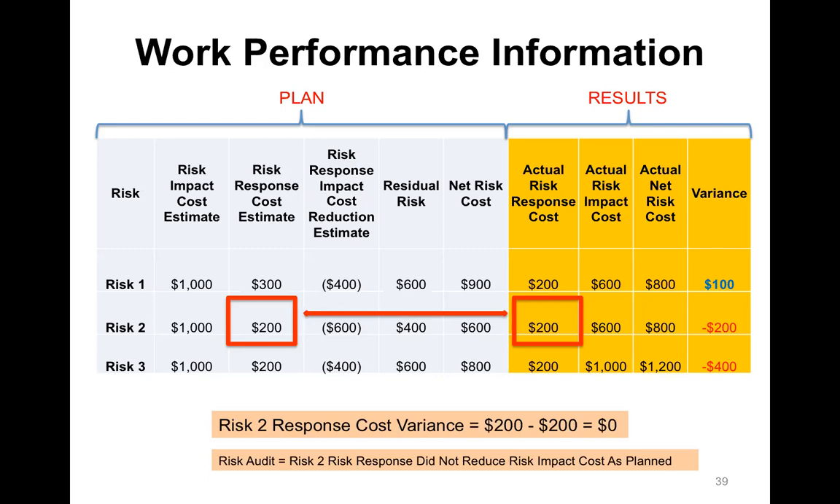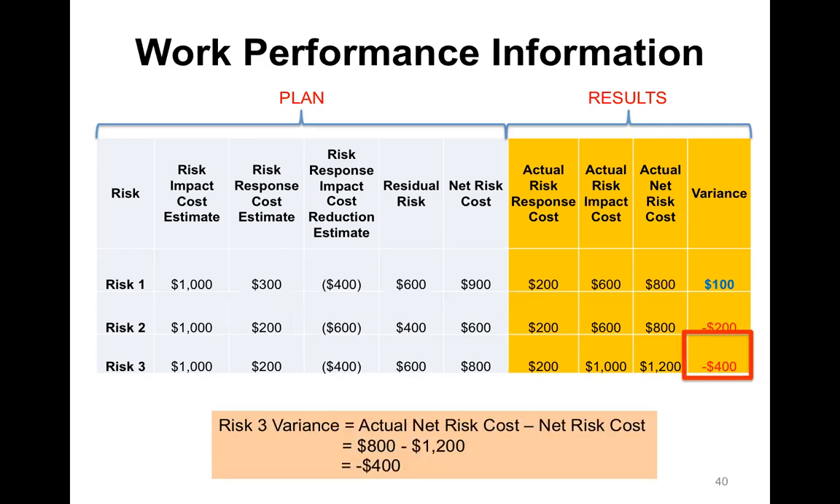But what we do know is that for risk 2, the risk response did not reduce the risk impact cost as planned. So we actually incurred $600 in overall risk impact, even though we planned the residual risk would only be $400. So we were off by $200, and that's bad. We want to find out why the risk response did not reduce the impact of the risk as we expected it to. Let's look at risk 3 variance.